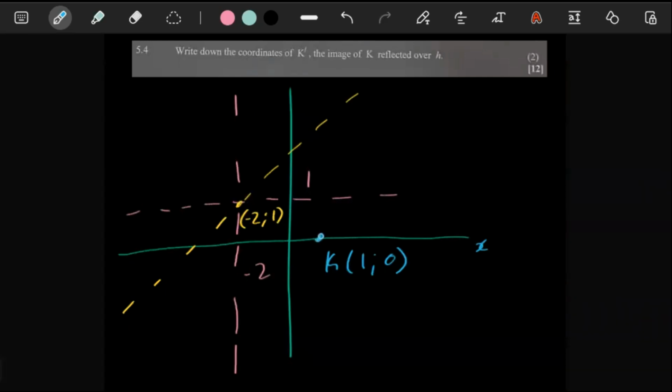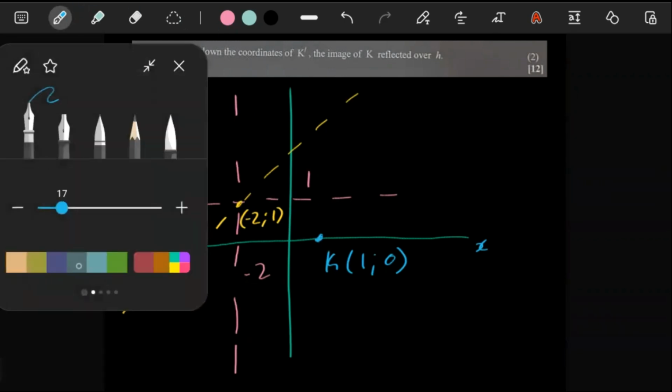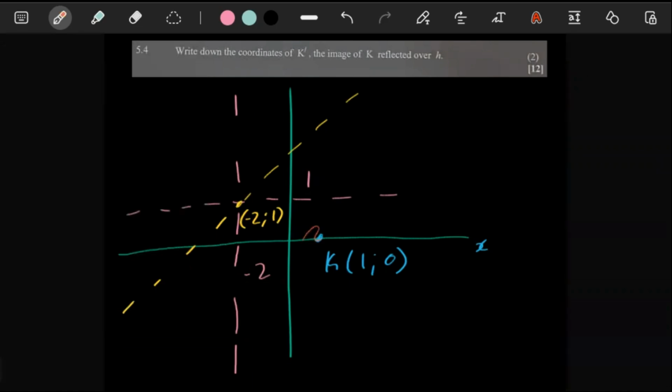If you look at it nicely, this point, if you reflect it about this line, is going to be somewhere over there. Let me actually put that point so that you can see the logic behind what I'm about to do. Remember, it has to be a mirror image of itself. Whatever this distance is from the line, it has to be the same distance on the other side. So our point is going to be somewhere over there.